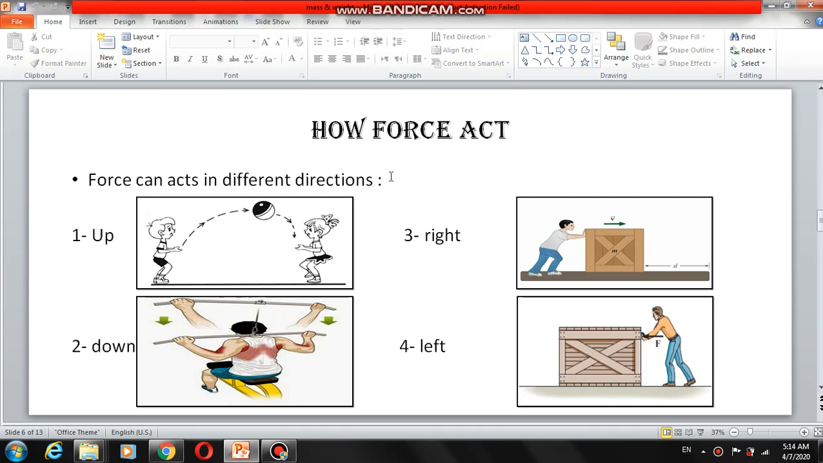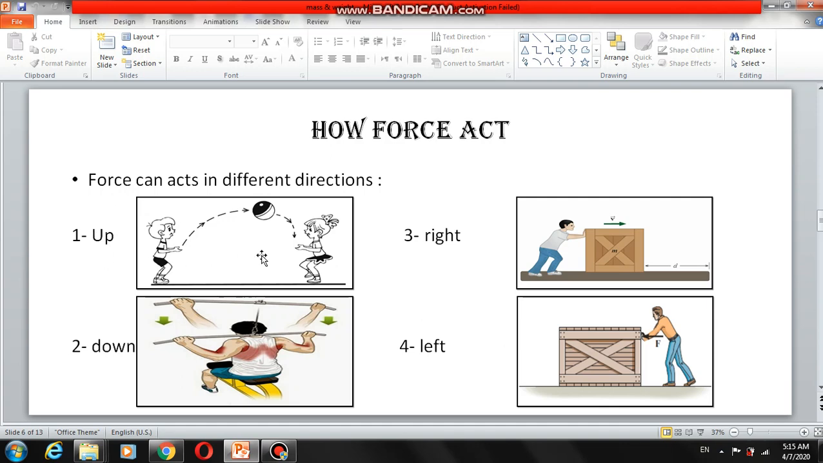When you drop a book, it falls to the ground. As you know, gravity pulls the object downwards. But can forces act in other directions? Yes, it can. Force can act in different directions.